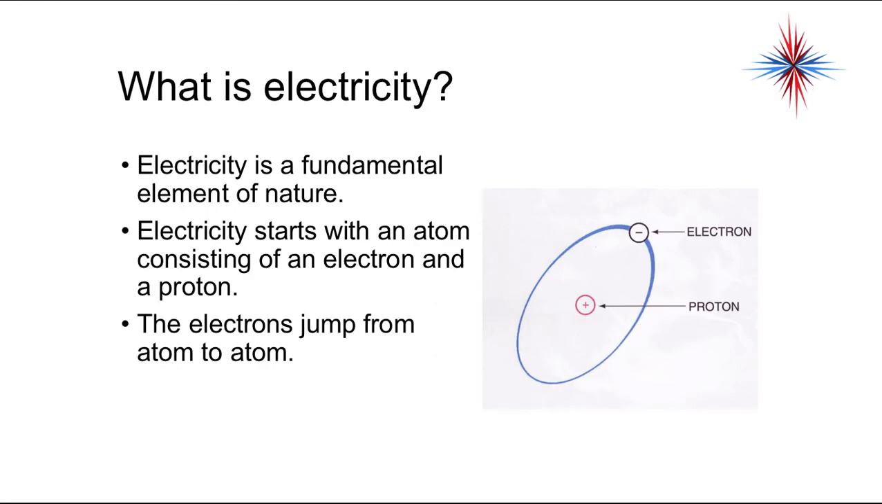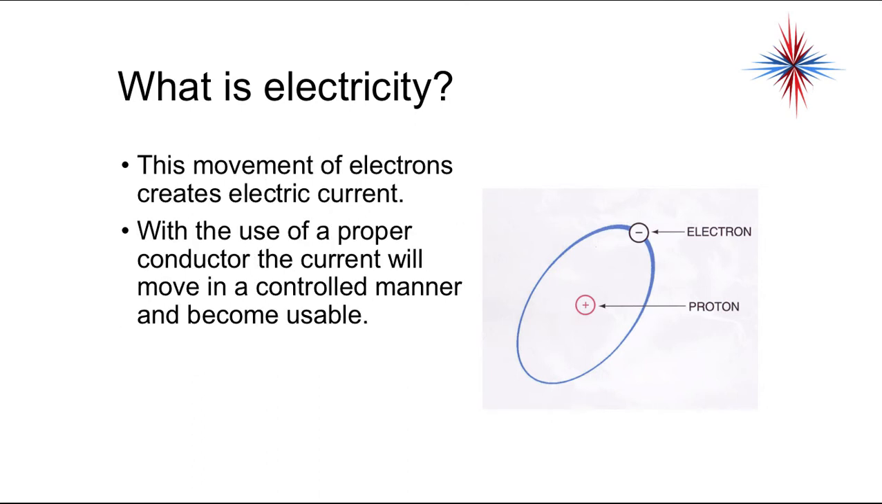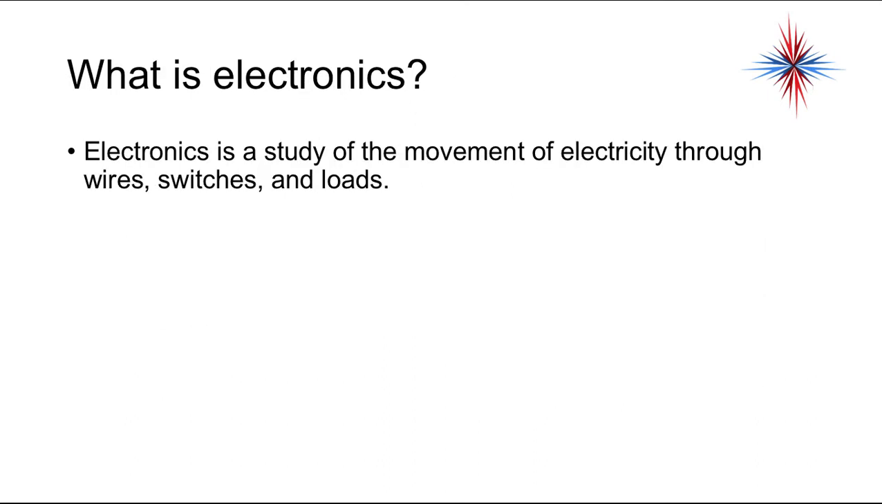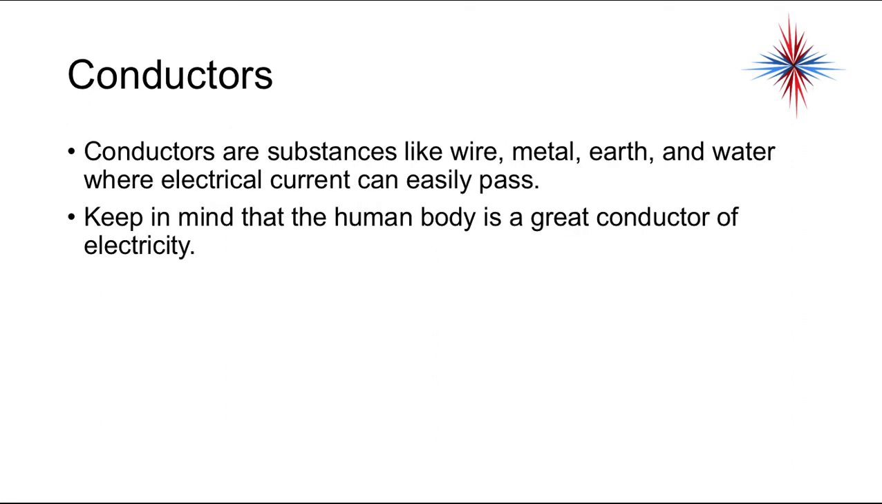Electricity is a fundamental element of nature. Electricity starts with an atom consisting of an electron and a proton. These electrons jump from atom to atom. Remember, electrons have a negative charge, protons have a positive charge. The movement of the electrons creates an electric current. With the use of a proper conductor, the current will move in a controlled manner and will become usable. Electronics is the study of the movement of electricity through wires, switches, and loads.